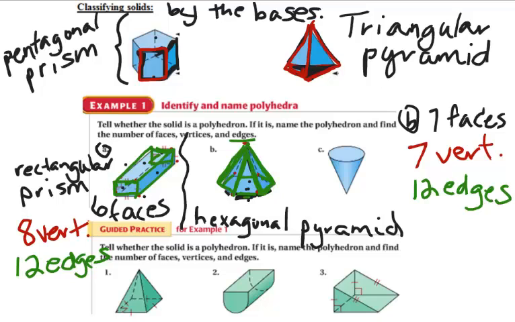Okay? If we look at number C, is this a polyhedron? I gave you a second to think about it. No, it is not. It has curved shapes, so it is not a polyhedron.